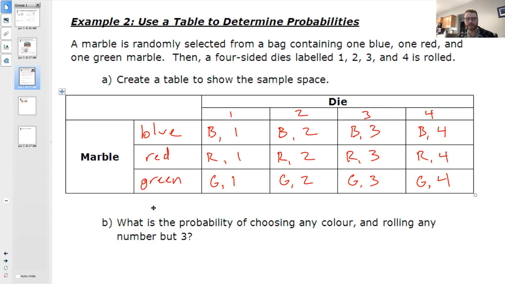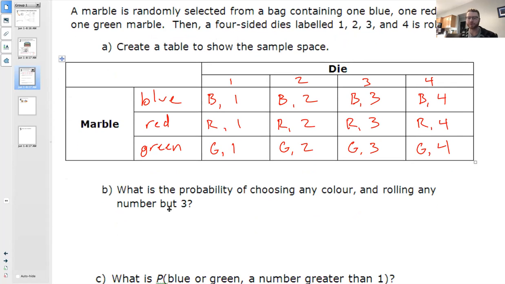In this question, it is asking what is the probability of choosing any color and rolling any number but 3. So we're just looking for anything to occur except for rolling a 3. This column is okay, that's good. The 3s, we do not like that column because we do not want to roll a 3, but this column is good as well. So we have 9 favorable outcomes.